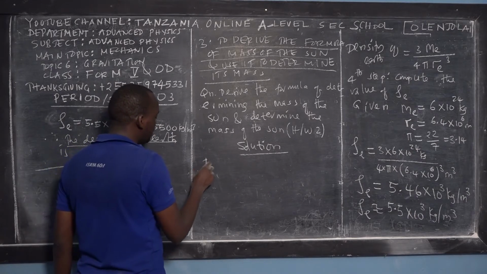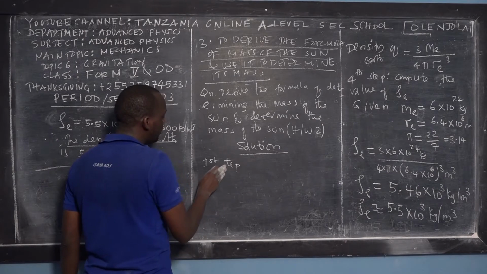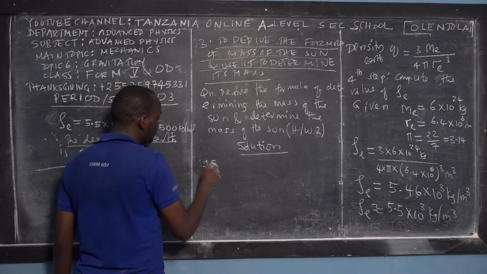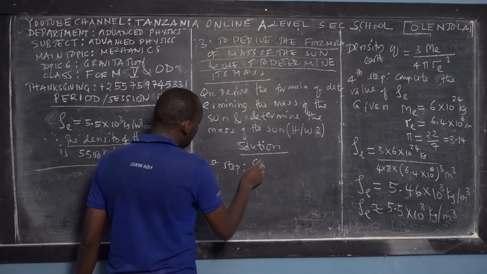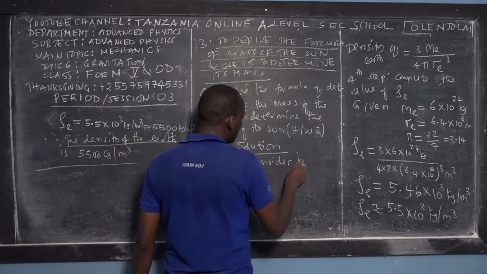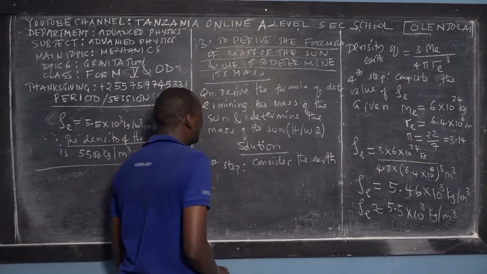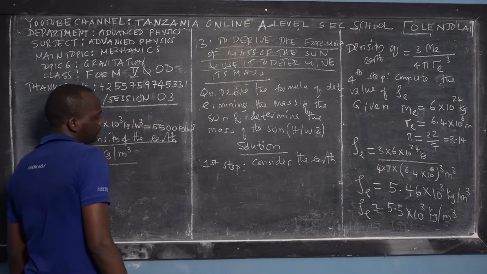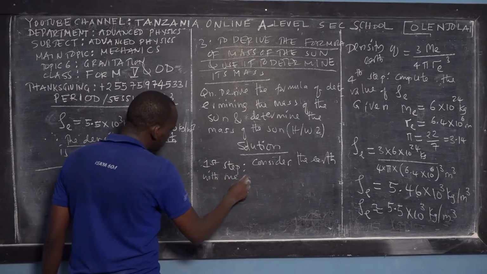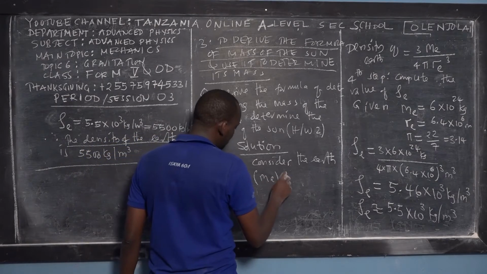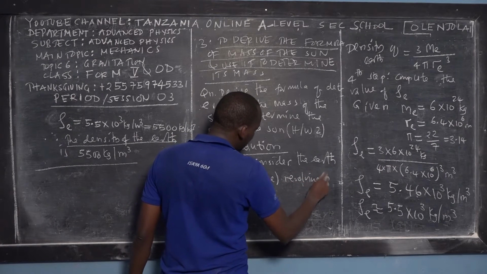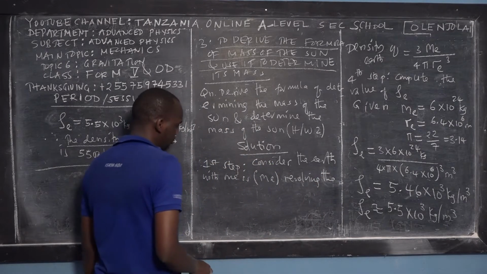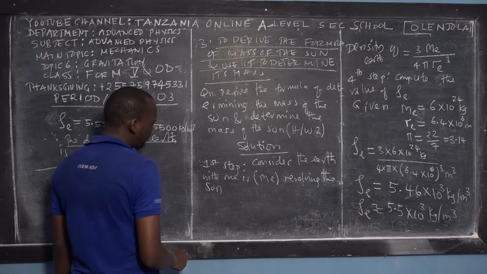Okay, so we say that the first step here, in case we consider the sun, we don't have satellites, maybe communication satellites that revolve around the sun. Only the planets are the ones that revolve around the sun. So Newton said that the first step, consider the Earth that you are living on, its mass M_E, revolving around the sun, in a period of a year.